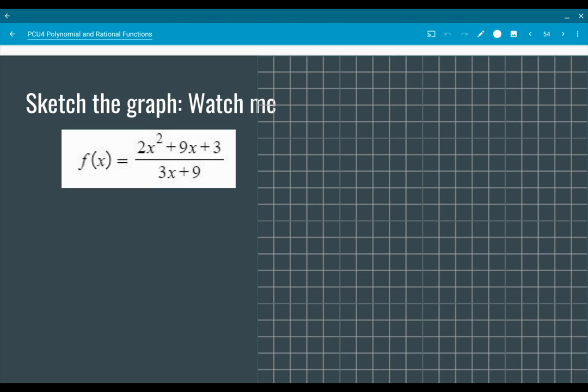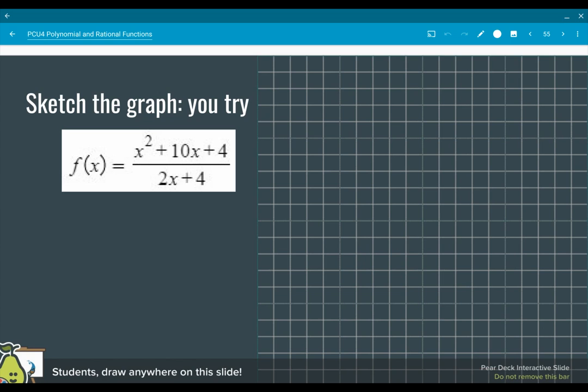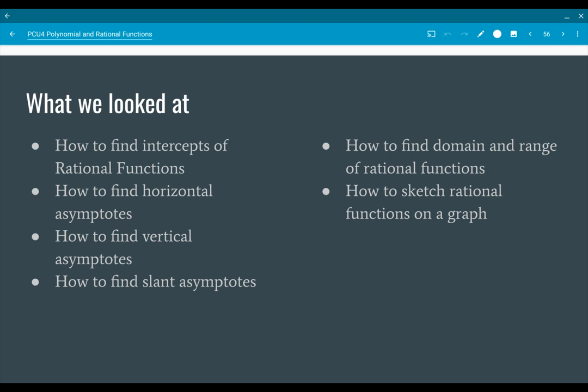So I'll cover this one in class. So in this video, we looked at how to find intercepts of rational functions, how to find horizontal asymptotes, vertical asymptotes, slant asymptotes. Talked a little bit about finding domain and range and how to sketch the functions.